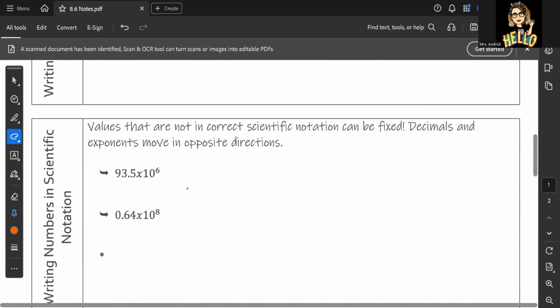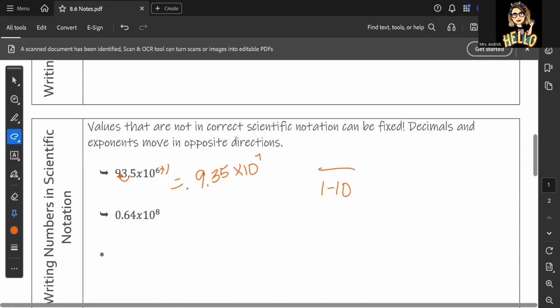Sometimes they say they're not in correct scientific notation. That typically means the front number does not fall between 1 and 10. So if we're changing this 93.5, we're taking a bigger number and making it smaller. So if we're taking a bigger number, we're going to add 1. So this is 9.35 times 10 to the 7th.